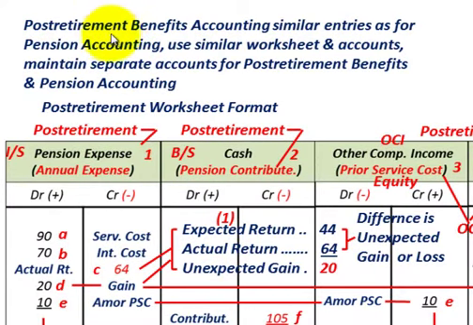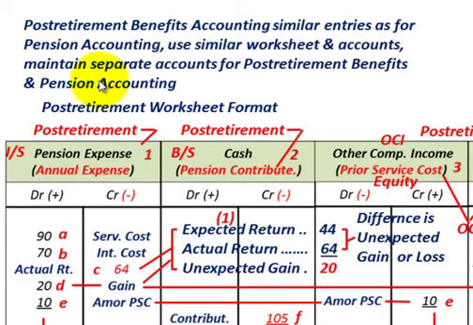What we're going to be going over here is post-retirement benefits accounting, and this is where you're going to have similar entries as for pension accounting. You're going to use a similar worksheet in the accounts. Now, you have to maintain separate accounts for the post-retirement benefits and your pension accounting. We're going to go through an example where I actually did the example for pension accounting, but we're going to look at it in terms of the post-retirement accounts.